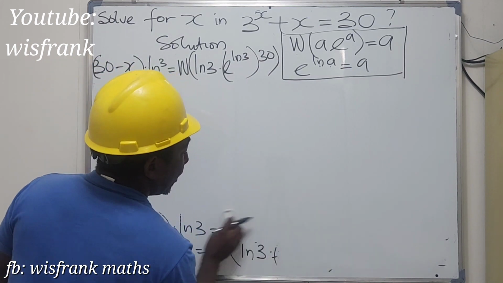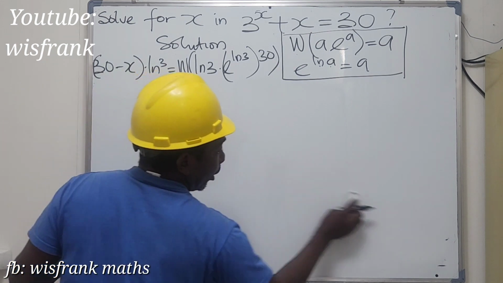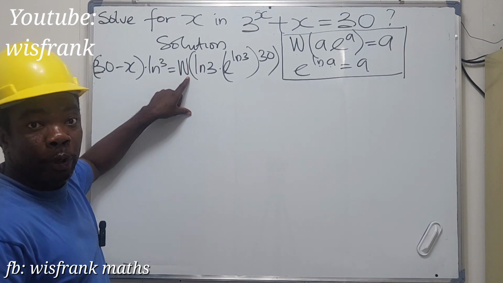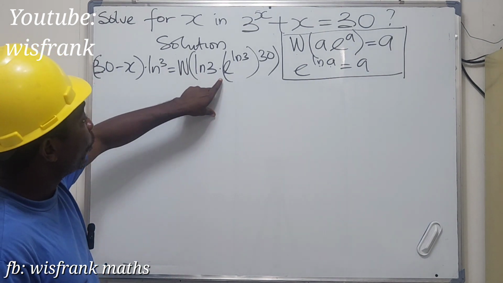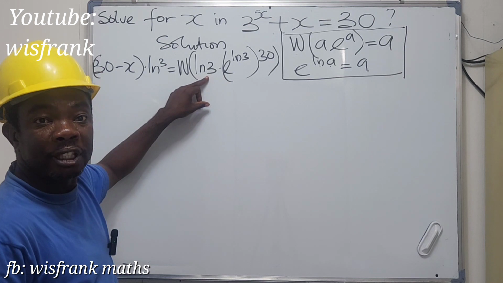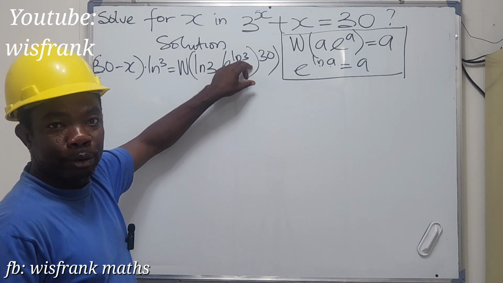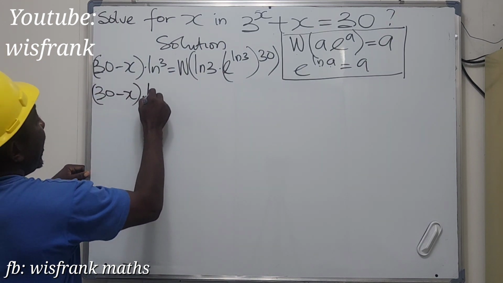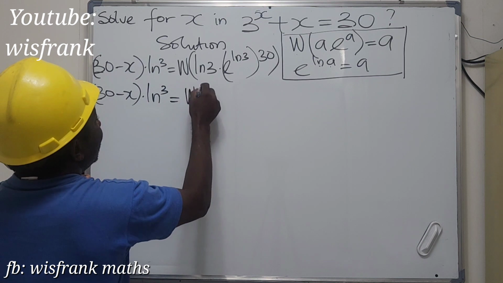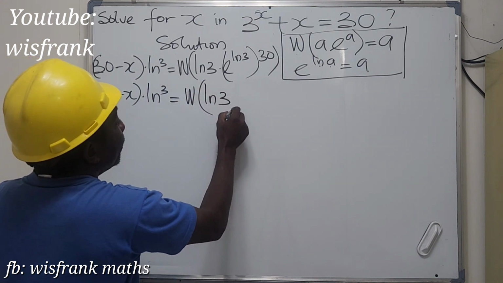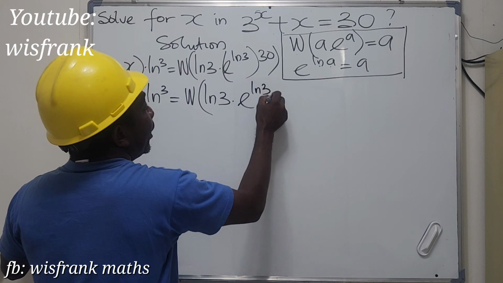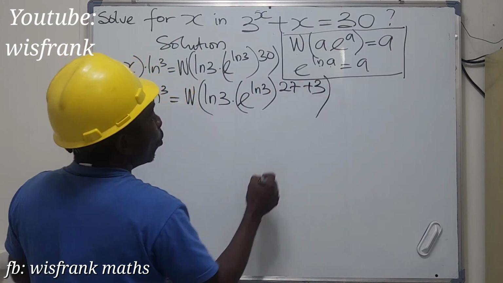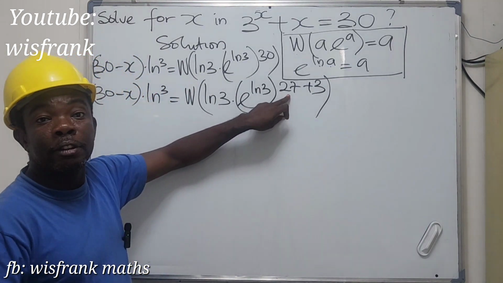Before we clean this, to evaluate this with the Lambert W function, we need to make what we have on the product side become what we have on the exponent side. So the next step, we can evaluate this as 30 minus x times ln of 3 equals the Lambert W function of ln of 3 times e to the power of ln of 3, all to the power of 27 plus 3. So we can express 30 as 27 plus 3.